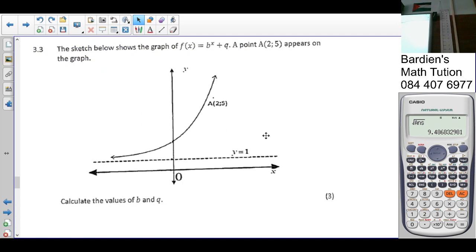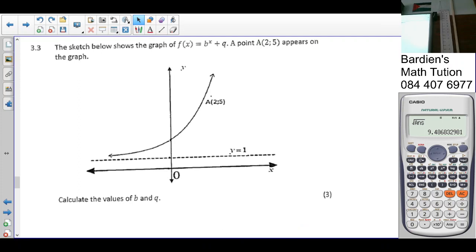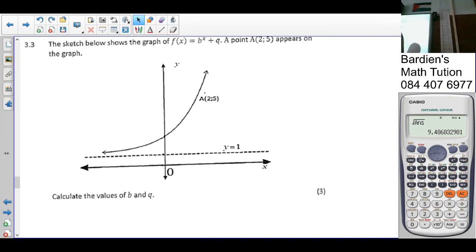Question 3.3. We are told the sketch below shows the graph of f of x equals b to the exponent x plus q. Point A, which is 2 and 5, appears on the graph. Calculate the value of b and q. If the question was, determine the equation of this graph, I would do exactly the same thing I'm doing. But just consider the one step that follows this. So what's the first thing we can write down at this point?